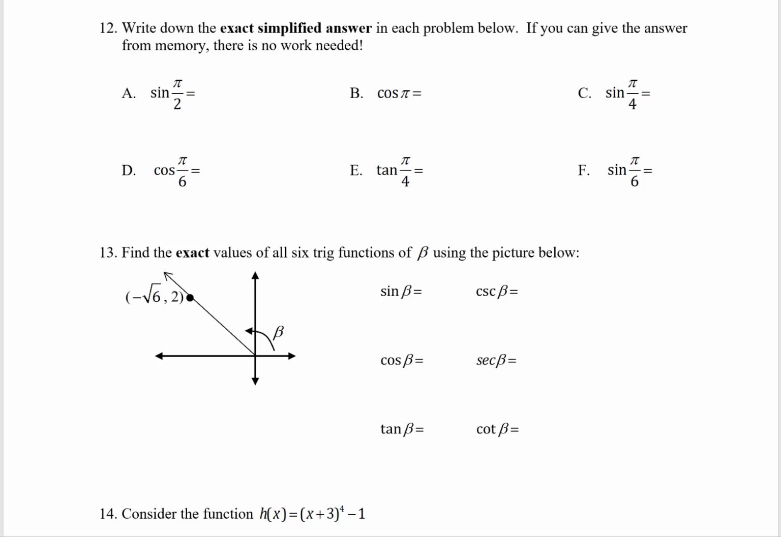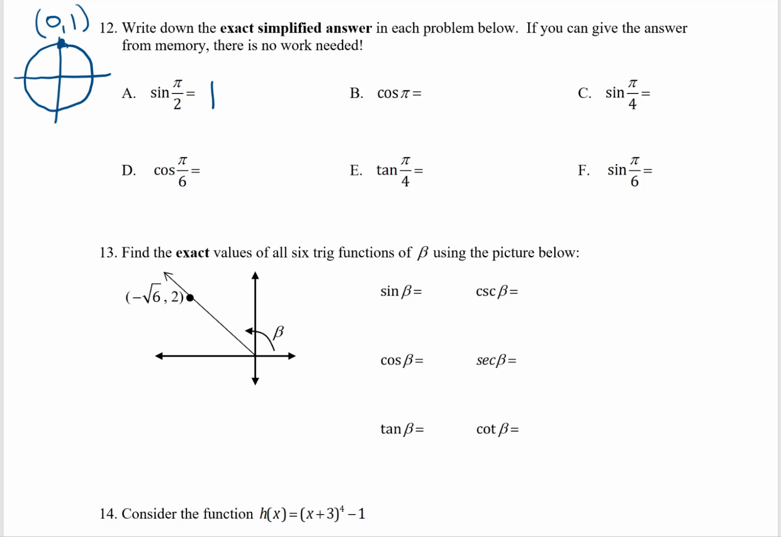Problem number 12, I'm just looking for some quick trig ratios. If you have them memorized, you can just write the answers down. What would I do if I didn't have them at my fingertips? Well, if I see a quadrantal angle like pi over 2, then I immediately think unit circle. Pi over 2 is up here at 90 degrees. This is the point 0, 1 on the unit circle. And I know the sine value is simply the b coordinate, the second coordinate.